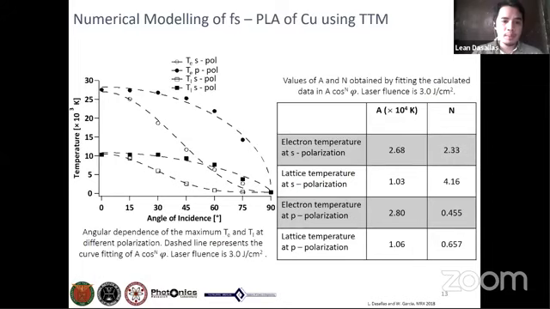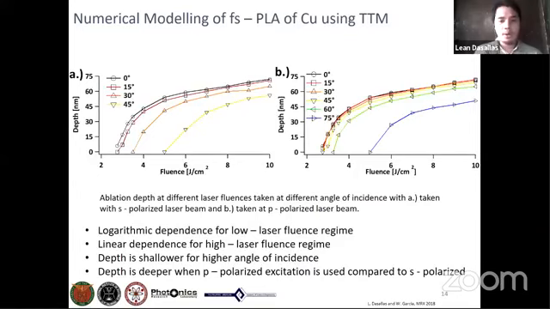We plot the maximum temperature as a function of the angle of incidence, and we see that they follow different cosine power behavior. So the one with p-polarized light is shaped like this, but with s-polarized light is shaped like this. The fitting factors such as the amplitude and the power of the cosine is given in the table.